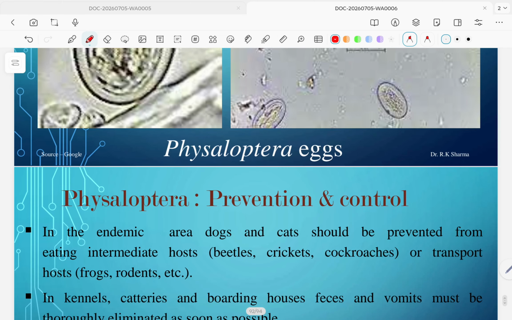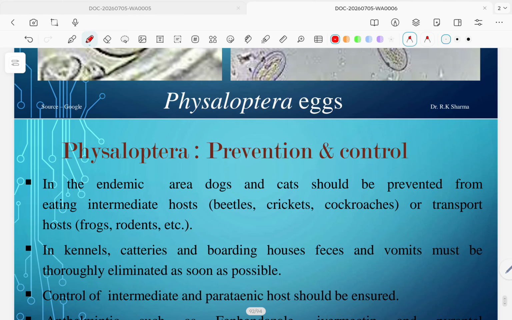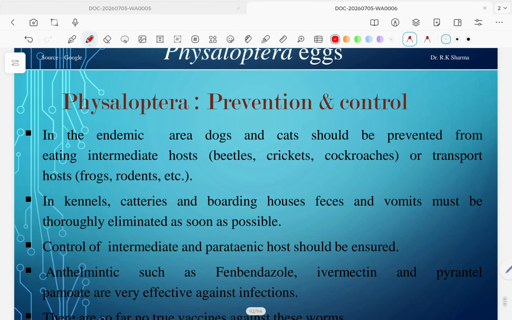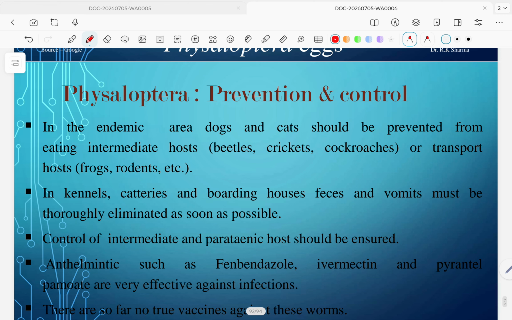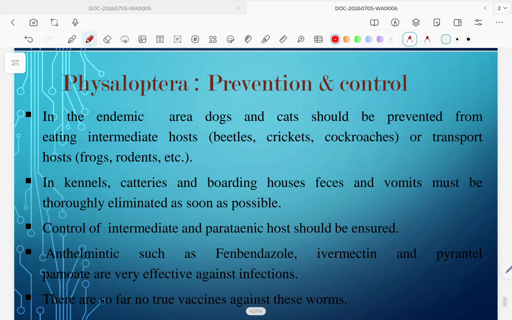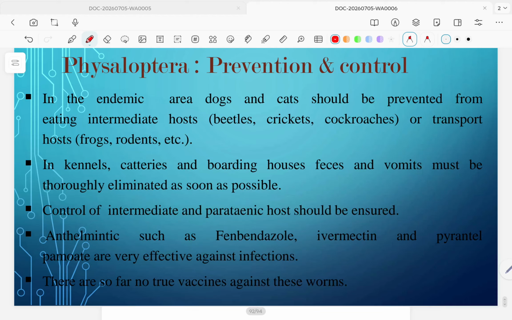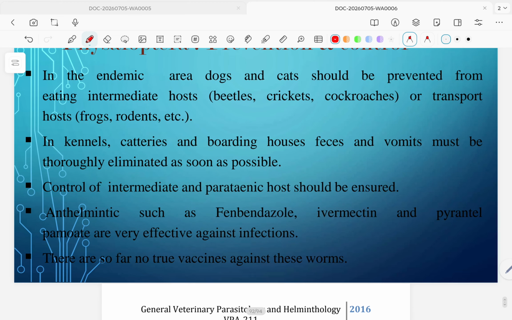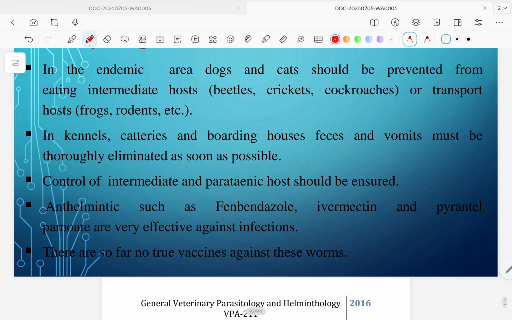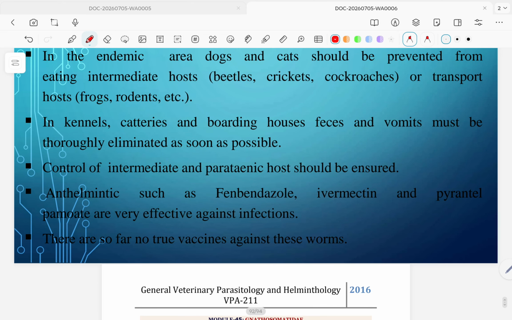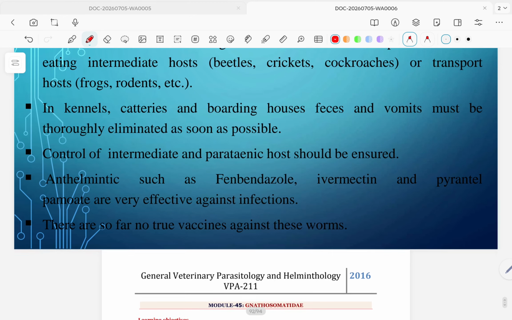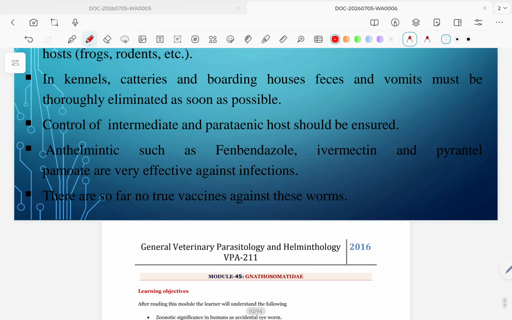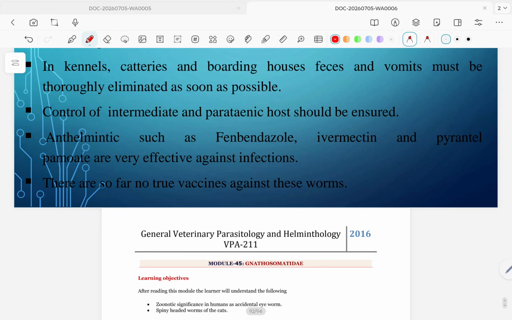Physaloptera prevention and control. In the endemic area, dogs and cats should be prevented from eating intermediate hosts, beetles, crickets, cockroaches, or transport hosts, frogs, rodents, etc. In kennels, catteries, and boarding houses, feces and vomit must be thoroughly eliminated as soon as possible. Control of intermediate and paratenic hosts should be ensured.